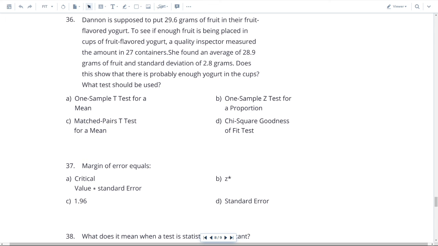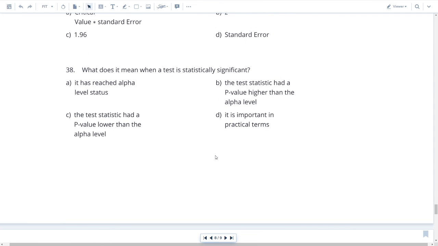Number 38. Now, number 38, I'm a little bit sad. What does it mean when a test is statistically significant? You have enough evidence to show that it's statistically significant if you can reject the null hypothesis. The answer is C. The test statistic has a p-value lower than alpha. So, anyway, number 39.